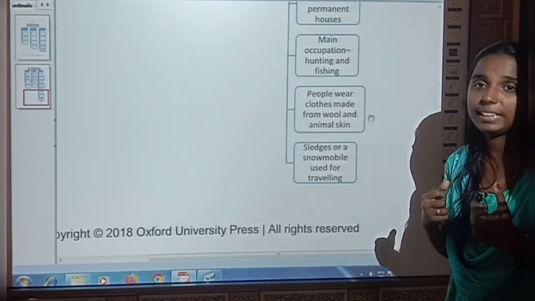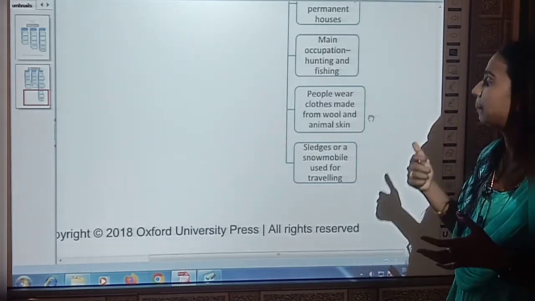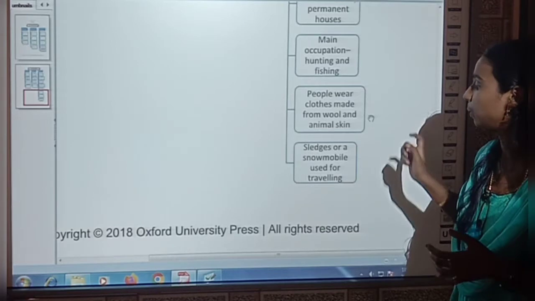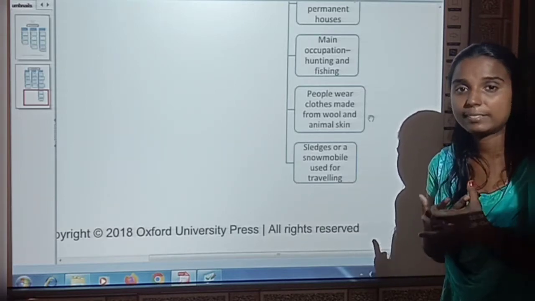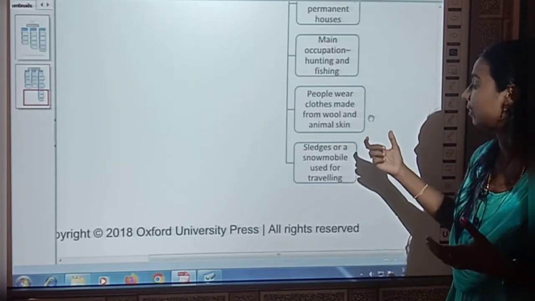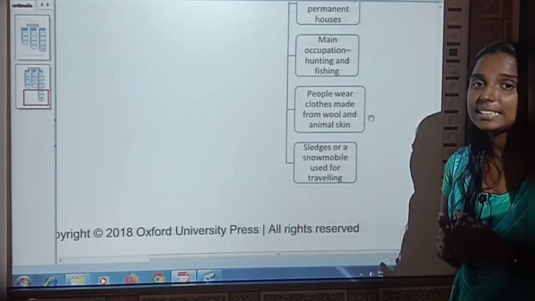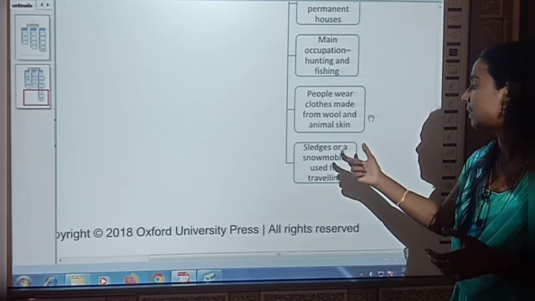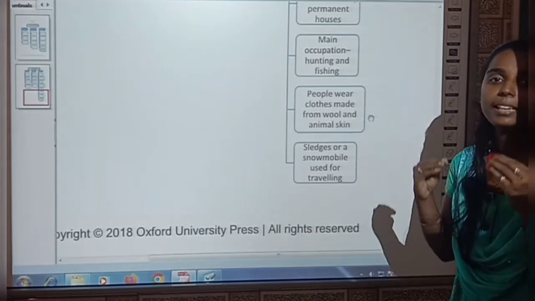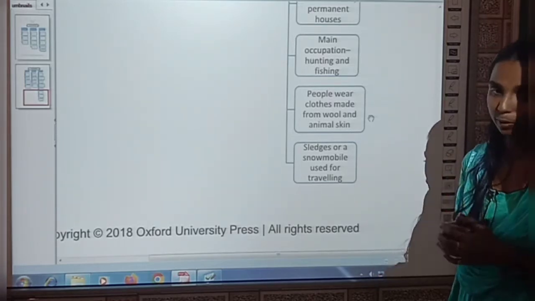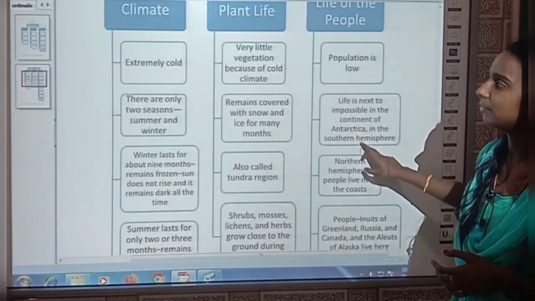Okay, because it is very cool, right? So to cope up with the coolness, people wear clothes made from wool and animal skin. Okay, and what type of vehicles they are using for traveling? So for traveling, they will use sledges or snowmobile, and we have seen what are sledges and what are snowmobiles, right? So sledges or a snowmobile are the type of vehicles that are used by the people in frigid zone. Okay, so this is how the life of the people will be in the frigid zone.